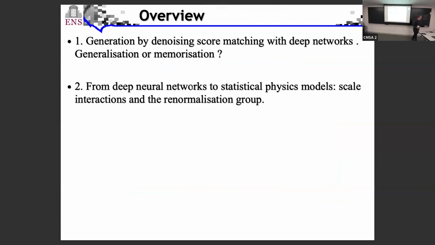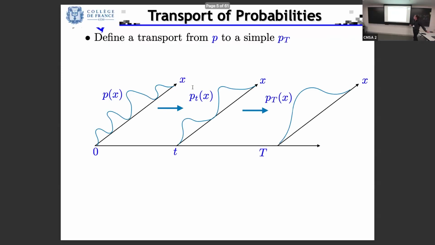The first part is about this generalization question. Is it generalizing or is it memorizing? And then we'll look a bit into the deep neural network structures, and I'll make the relation with statistical physics, showing that one key element to go around the curse of dimensionality is indeed scale, which Petros mentioned. And behind scale, you have the renormalisation group in physics, and we'll see that it proceeds in a very similar way.